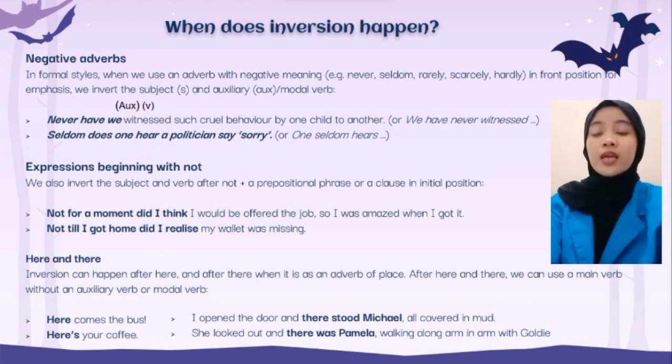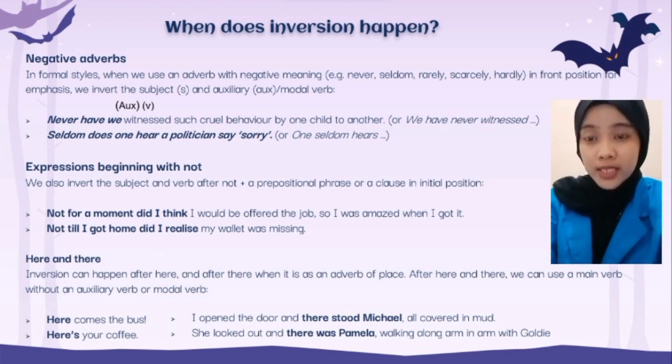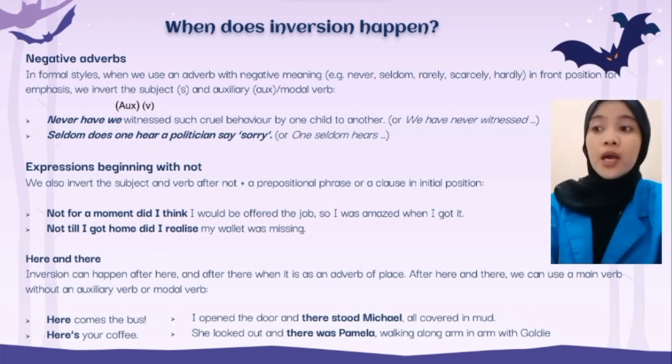And the last, inversion can happen with here and there. Inversion can happen after here and after there, an adverb of place. After here and there, we can use the main verb without an auxiliary verb or modal verb.